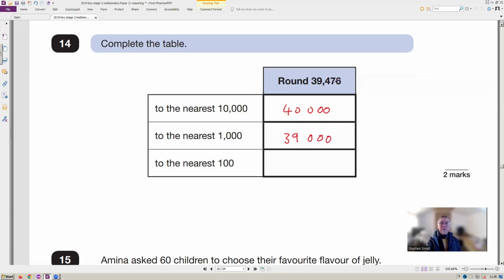And to the nearest 100, well, where's the 100 column? The 100 column is here. You just look at the next number. It's 5 or bigger, so that rounds up. So you go 39,500. So it's closer to 500 than 400.